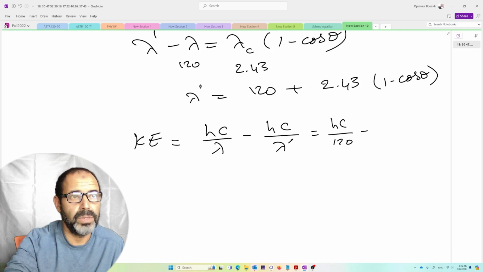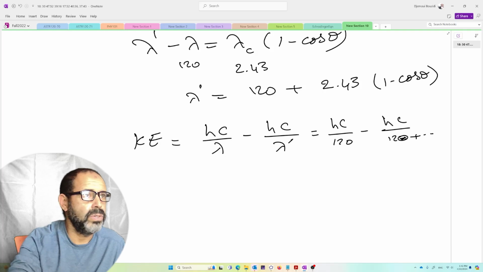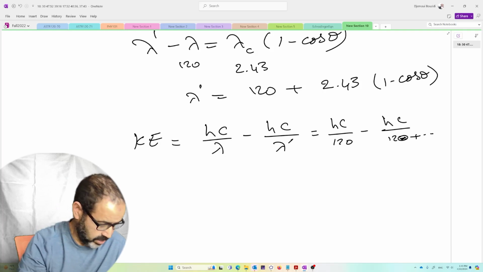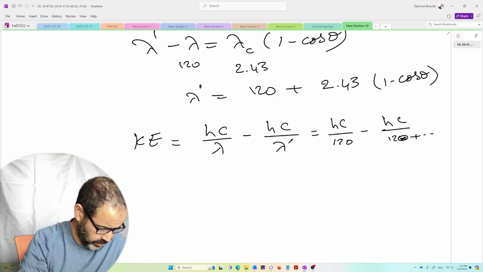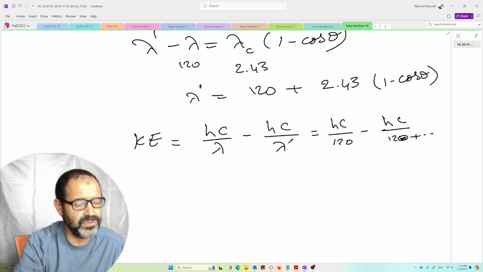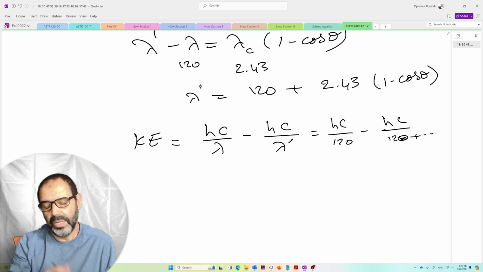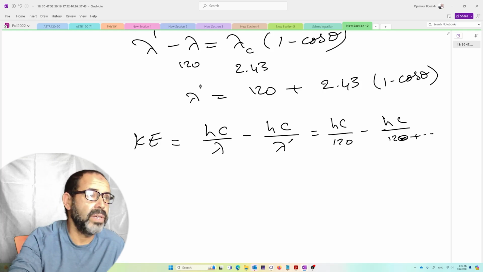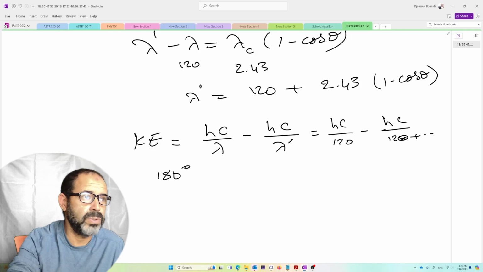Everything is in nanometers, so make sure you convert everything to proper units, please. Divided by hc over 120 plus some change. Okay, so you're going to do the calculation. You're going to find 6 values for lambda prime. You will find 6 values for the kinetic energy of the electron, and you will indeed detect that 180 degrees will correspond to the highest kinetic energy.